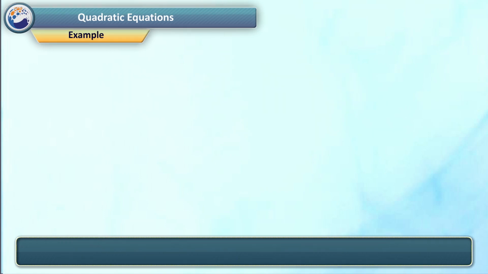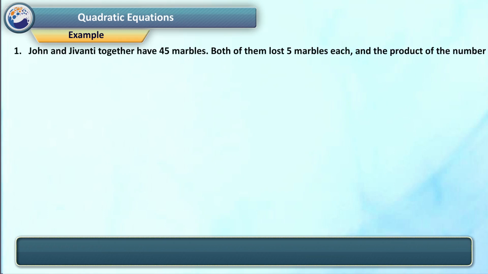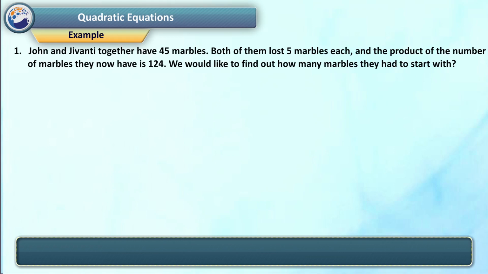Let us learn to represent the following situation mathematically. John and Jivanti together have 45 marbles. Both of them lost 5 marbles each, and the product of the number of marbles they now have is 124. We would like to find out how many marbles they had to start with.